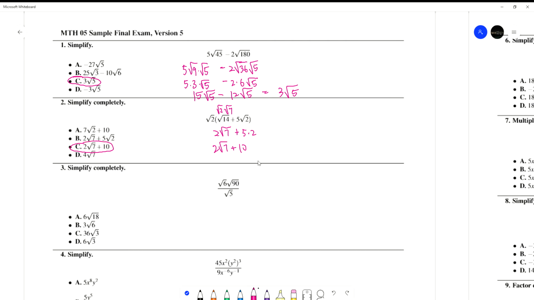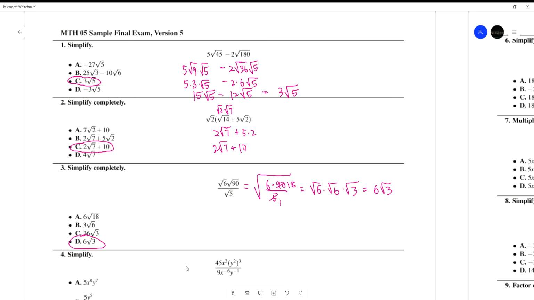Number 3, dividing radicals, right? If you recall from the other videos, we can write this as one fraction under the radical. So this is 6 times 90 over 5. And I know 5 divides into 90 18 times, right? So I'll cancel this out. So this is actually radical 6 times radical 18. Radical 18 is actually 6 times 3, right? Radical 6 times radical 3, which is 6 radical 3. So that's D. Okay, any questions with the radicals? So these are the types you should expect to see.